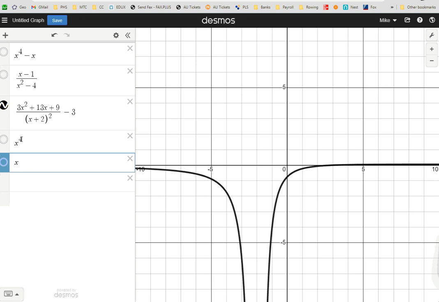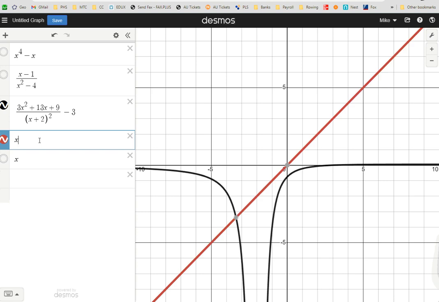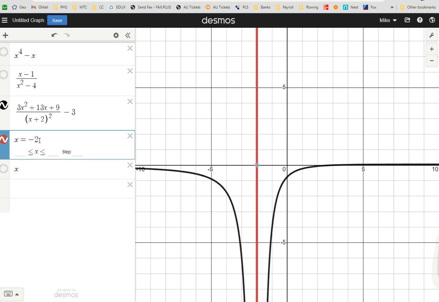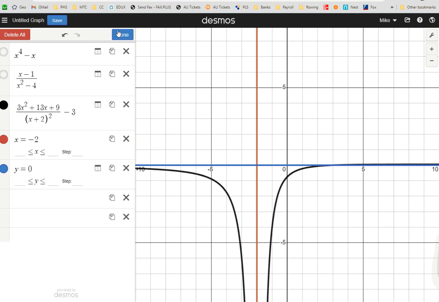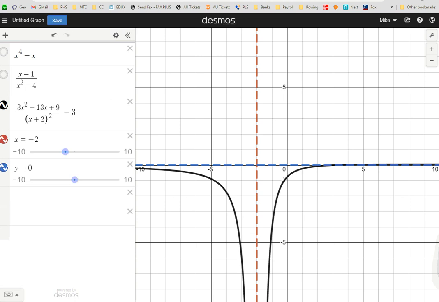And on this one, if I go ahead and change this to x equals negative 2, that would have been an asymptote. And y equal to 0 would have been an asymptote. Okay. And so we have those in here. Let me go ahead and go back to the gear, and since these are the asymptotes, change these to the dotted lines. Okay.